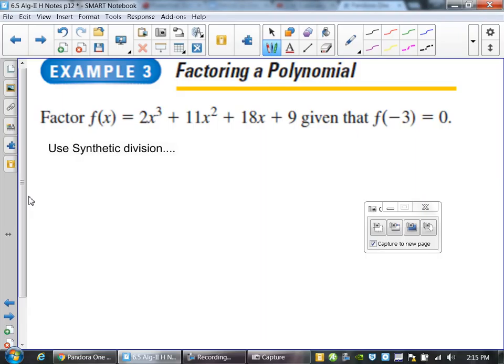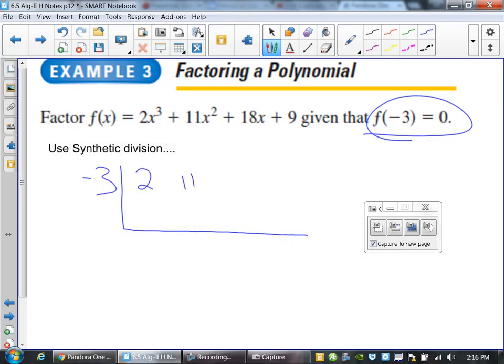So what they're doing here is telling you that one of your zeros is at negative 3. So if negative 3 is one of your zeros, what's one of the terms that you could factor out of it? X plus 3. X plus 3, very good. So they're giving you a 0 to start with, and then you have to work your way out. In this section, they're going to tell you where to start. They're going to say f of negative 3 is a 0. So negative 3 is a 0. It's going to go into 2, 11, 18, and 9.